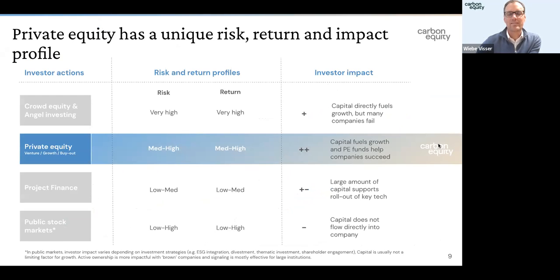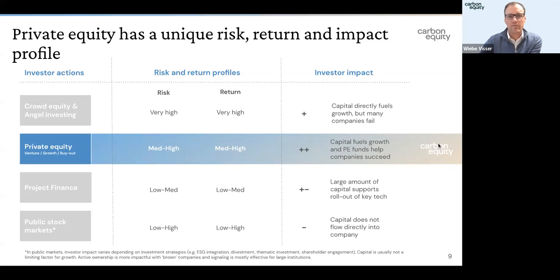Now, what is the return profile of private equity? If you compare it to other opportunities that private investors have on the equity side, the risk and return is medium to high, but attractive if you compare it, for example, to venture capital. Venture capital has a very high risk profile. You need to select the right companies at a very early stage, and it's difficult to get access to the right opportunities there. If you pick right though, you can have good impact there as well.